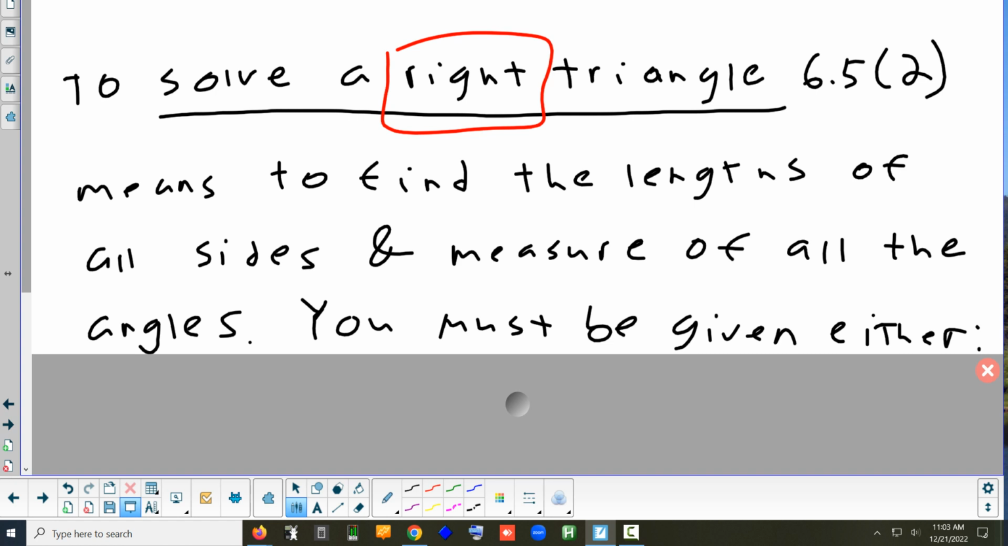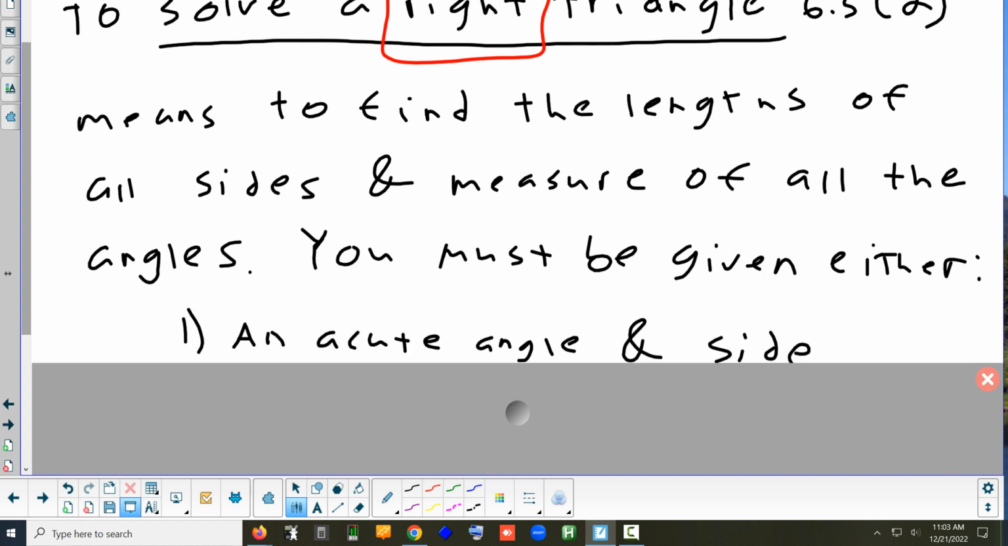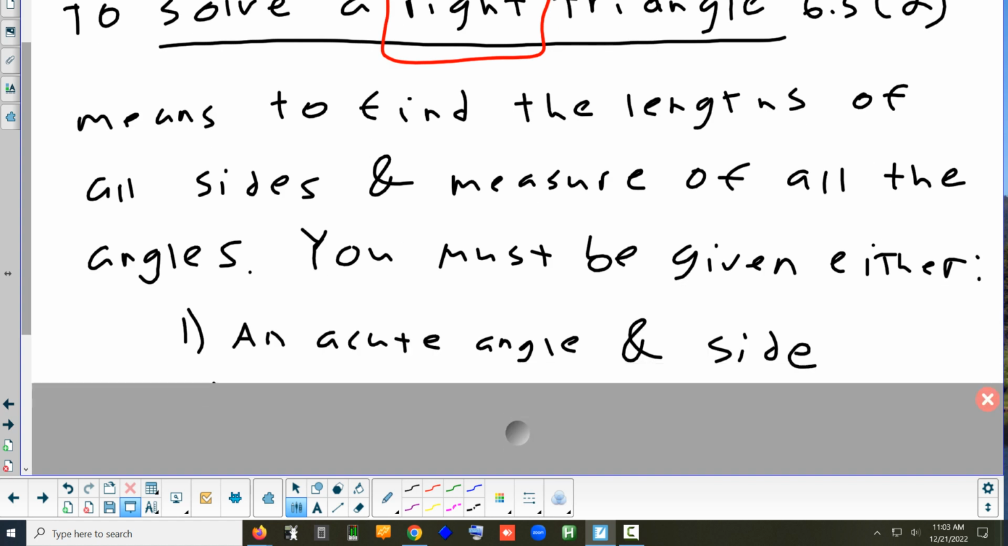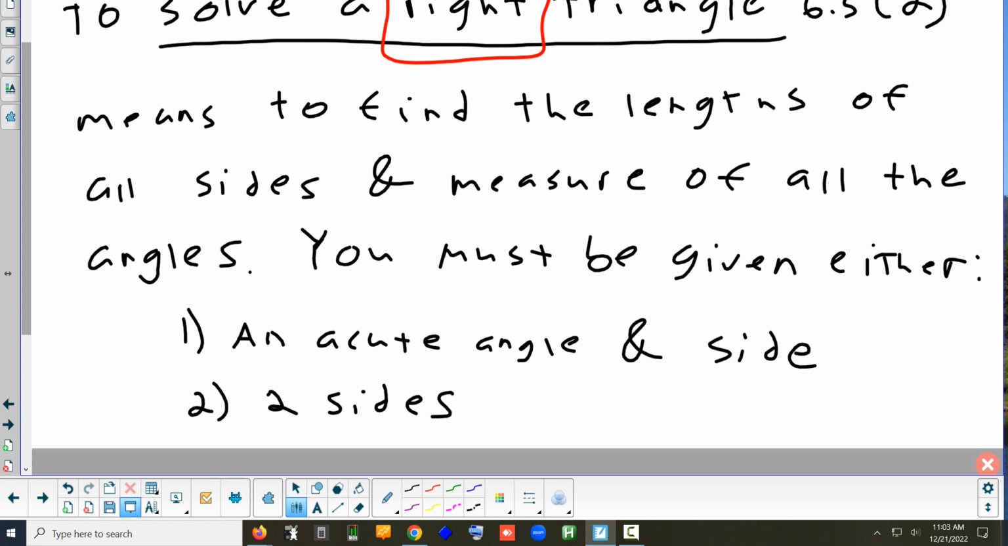And in order to solve for the other sides and angles, I have to give you some information in addition to the 90. Specifically, I have to give you 2 things. So you either have to be given another angle in the problem and the length of a side in addition to the 90. Or I could give you the 2 sides. Either way, I have to give you a side.